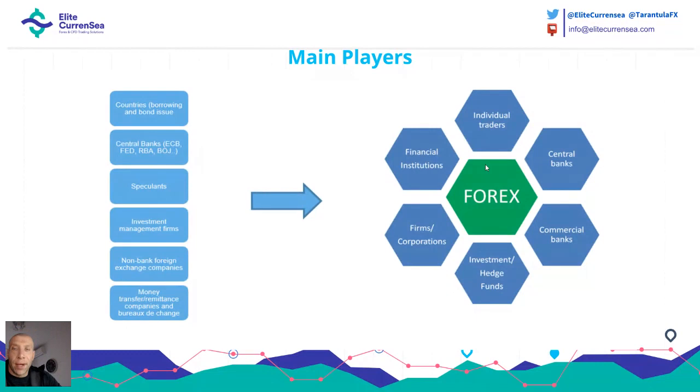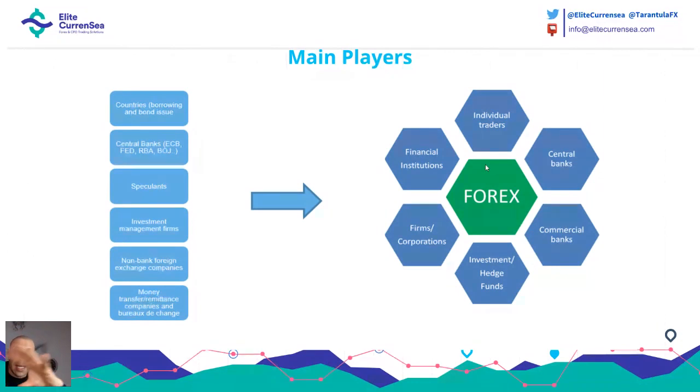Of course, the main players on the Forex market are definitely countries, because there is always borrowing and bond issues. Then there are central banks like ECB, Fed, BOJ, RBA. Those are abbreviations for European Central Bank, Federal Reserve, Bank of Japan, and so on. Then there are speculators, and all retail traders are, we can say, speculators. Then there are, of course, hedge funds, investment management firms, non-bank foreign exchange companies, and money remittance transfer companies such as Western Union.